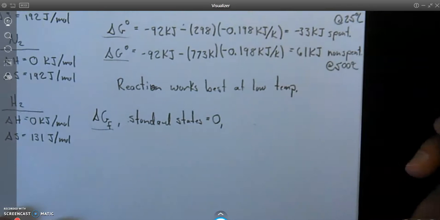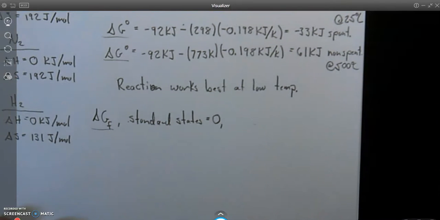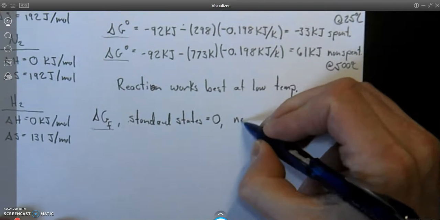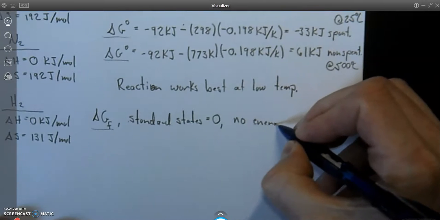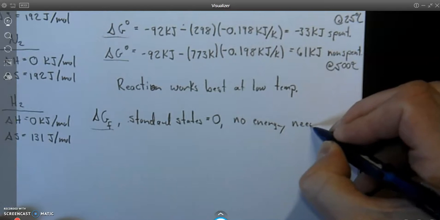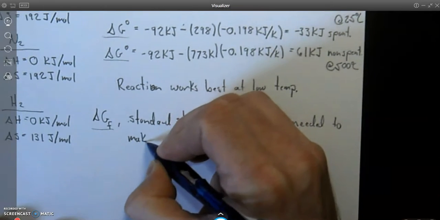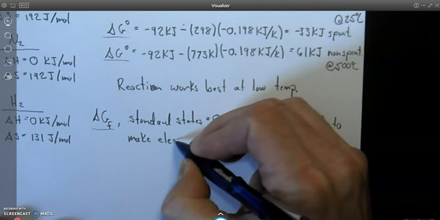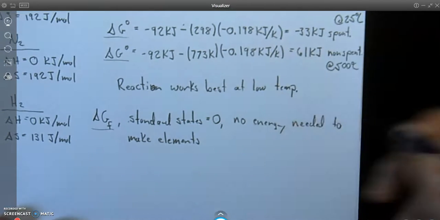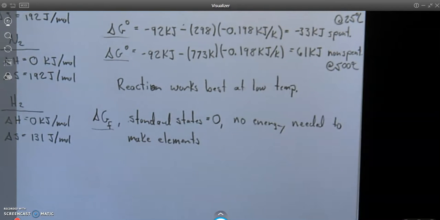So if we look in the back of the book and you have an element, say hydrogen, you can see that it has a value for delta S, but it's a 0 value for delta H and delta G. So again, no energy is needed. And this is specifically for elements. You don't make elements from themselves in their standard states. So when they say standard state, we're talking about 25 degrees Celsius. Those are the conditions we're looking at.